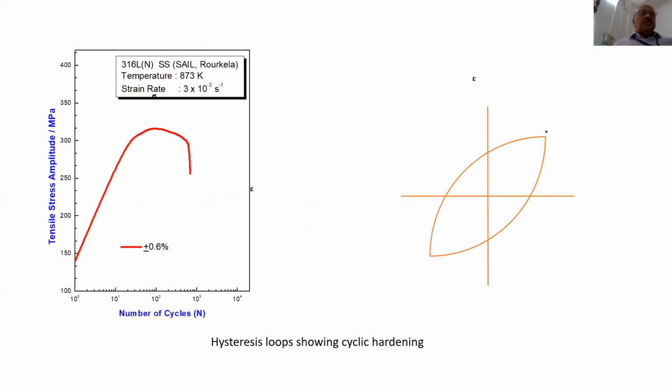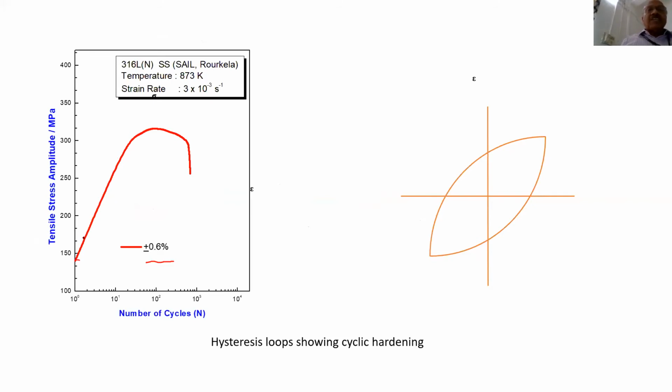So if you take a sample and start a low cycle fatigue test, and you have defined, yes, I am going to cycle it between plus 0.6 and minus 0.6% strain. And this 0.6 is much beyond the yield stress. Yield stress is normally at 0.2%. So 0.6 is well into the plastic region. The moment I start cycling, at the first cycle itself, you find that the stress is equal to something like, in this case, 140 megapascal.